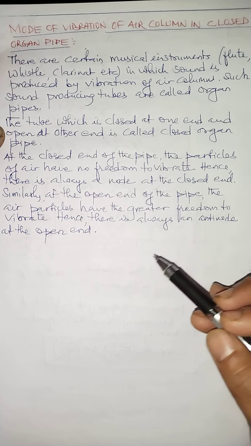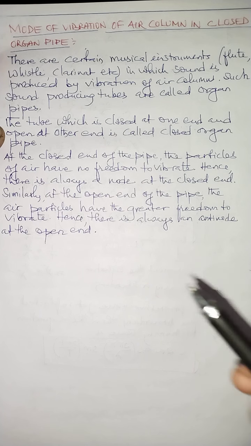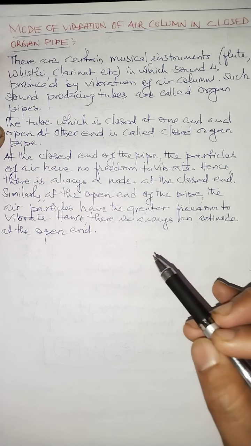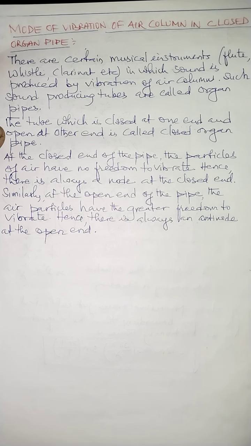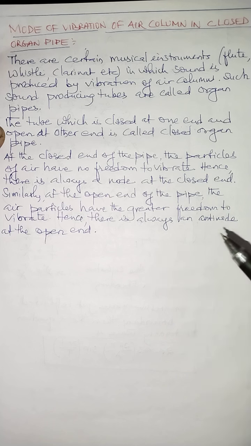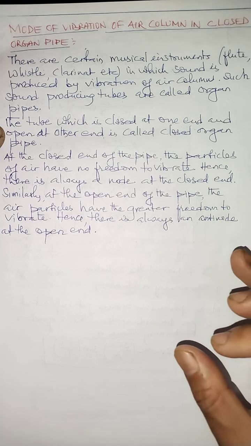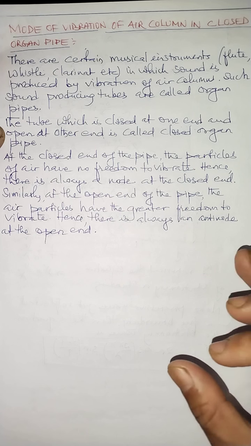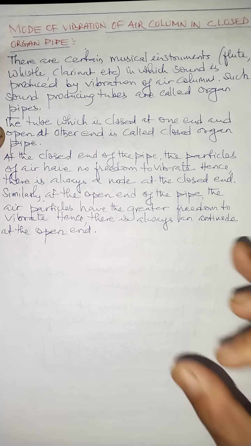Now this wave gets reflected back towards the open end. Again it will return back to the open end. So in this case what happens? The incident and the reflected wave which travel in the air column travel in the opposite direction. And this incident wave and reflected wave travelling in opposite directions superpose each other. When they superpose each other, they form a stationary longitudinal wave.